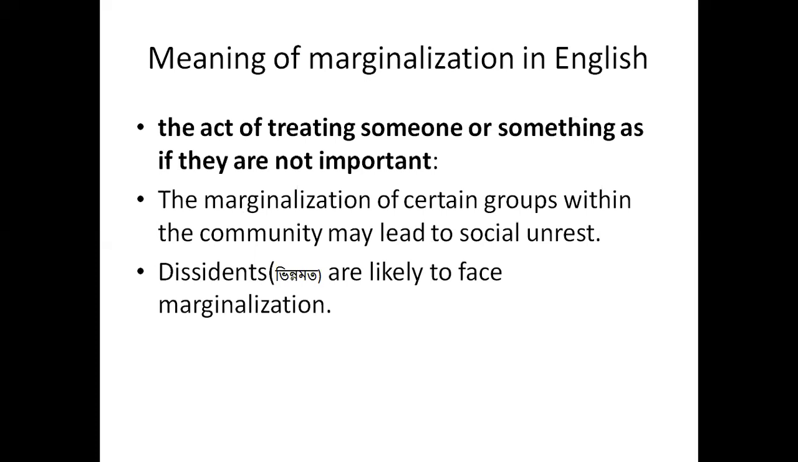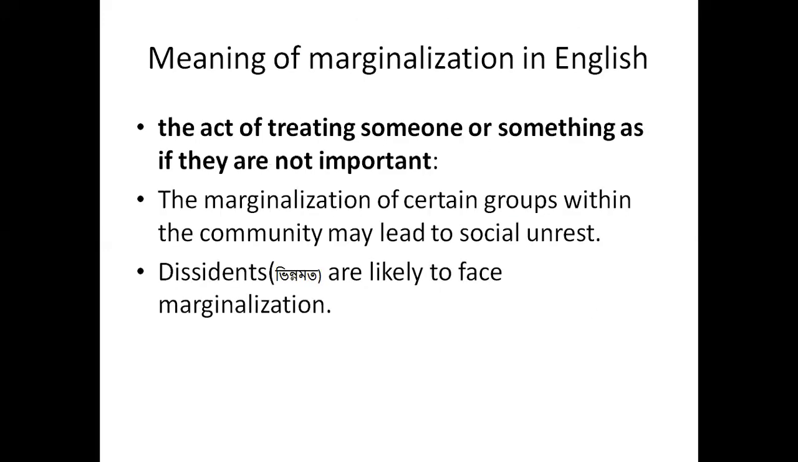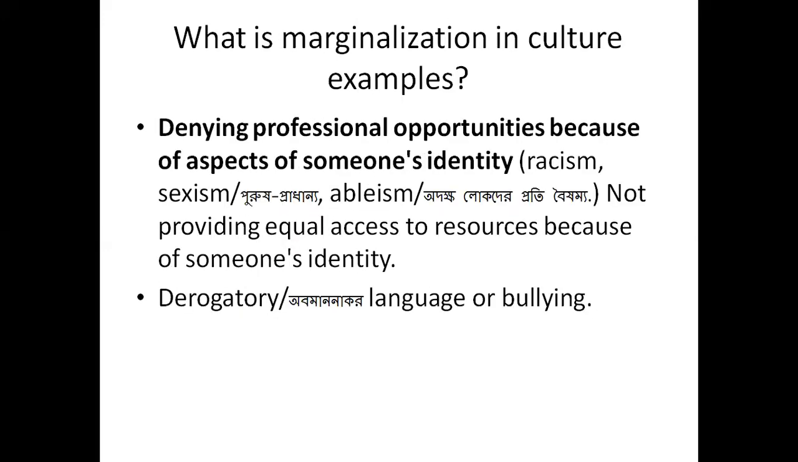The marginalization of certain groups within the community may lead to social unrest. Dissidents are likely to face marginalization and denial of professional opportunities because of aspects of someone's identity: racism, sexism, ableism, not providing equal access to the resources because of someone's identity, derogatory language, or bullying. So this will create separation. Separation is the total separation. Integration half, accepting half, and separation total separation.